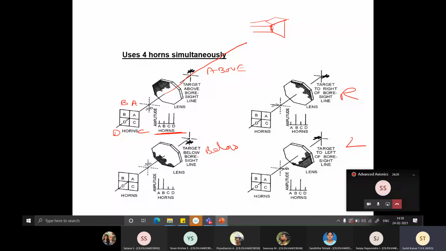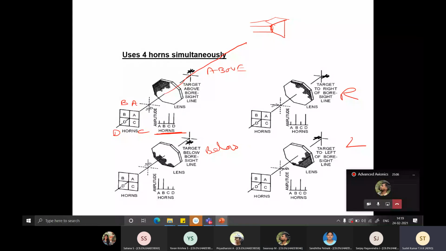Something you people have done in your physics lab, in your 12th standard. So look at the position of the aircraft with respect to the boresight and look at the strength of the received signals. It's reversed, sir. Why? Sir, due to the lens.